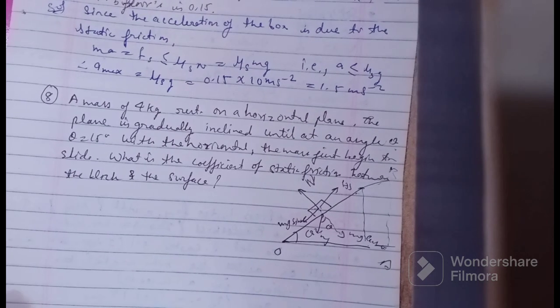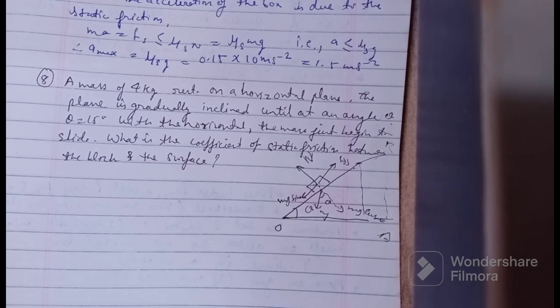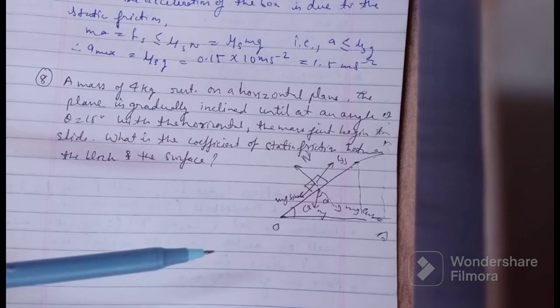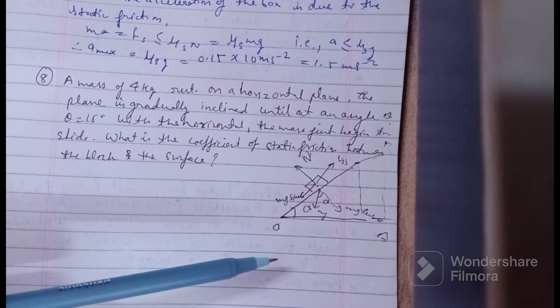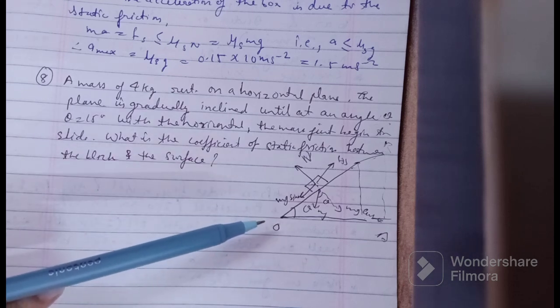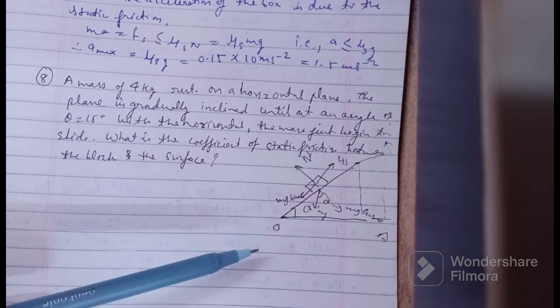Now we'll go for the solution. The forces acting on a block of mass m at rest on an inclined plane are: mg acting vertically downward, the normal force of the plane on the block, and the static friction force Fs opposing the impending motion.